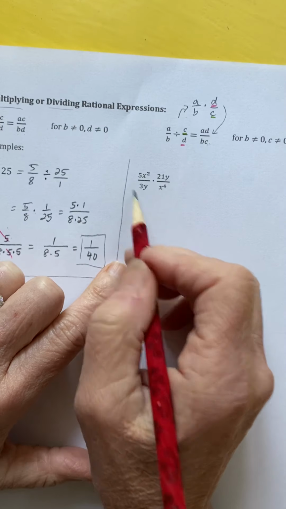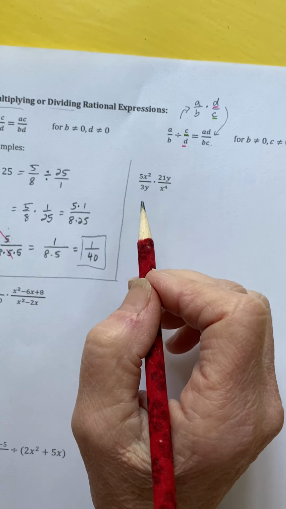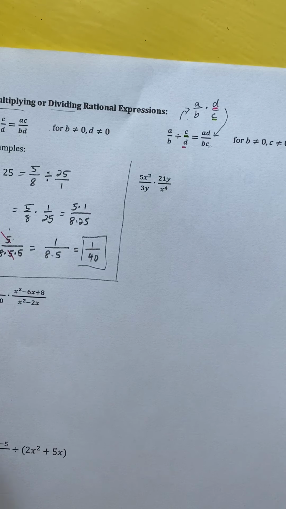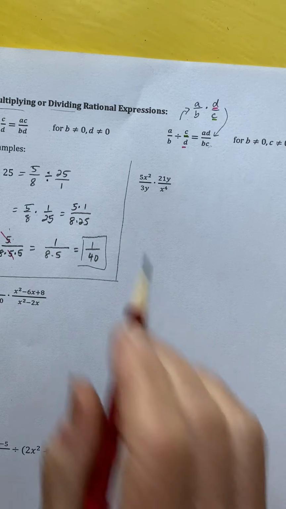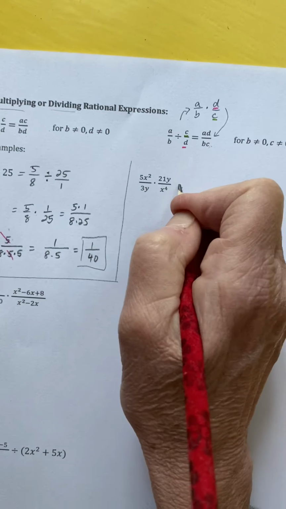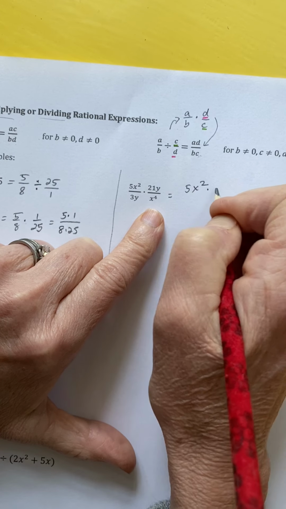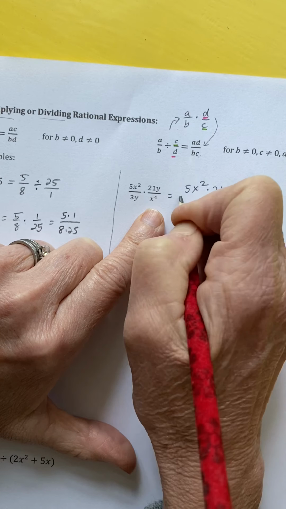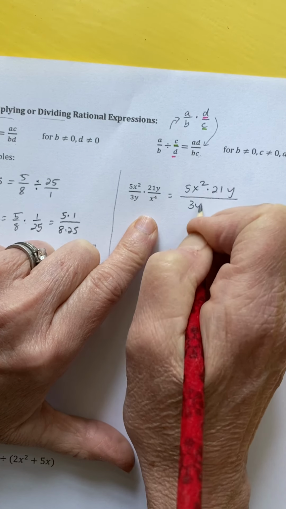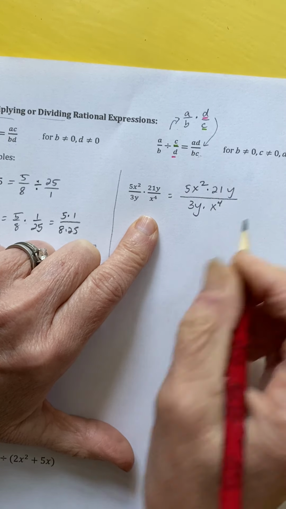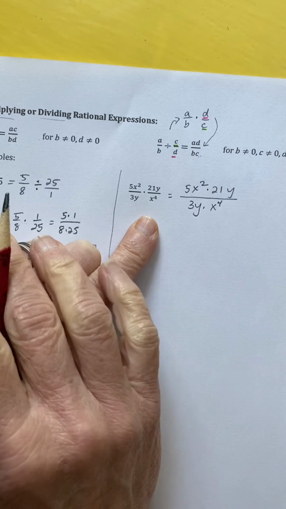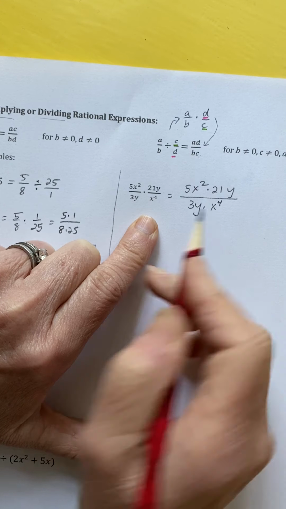So this we're going to largely handle like you did when you were simplifying using exponent rules. We're just going to look for as much reducing as we can. Everything's multiplied here. If it helps you, you don't have to do the step I'm showing right now, but some people like to do this step to make it one fraction. That's fine. So it's 5x squared times 21y all over 3y times x squared.